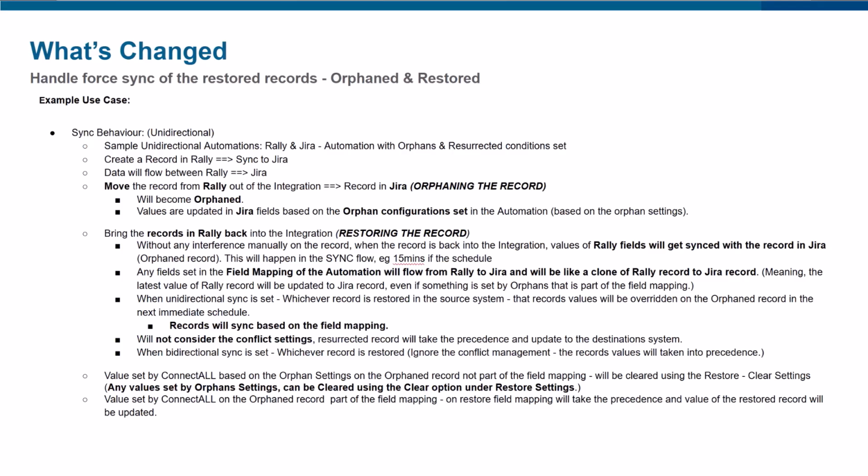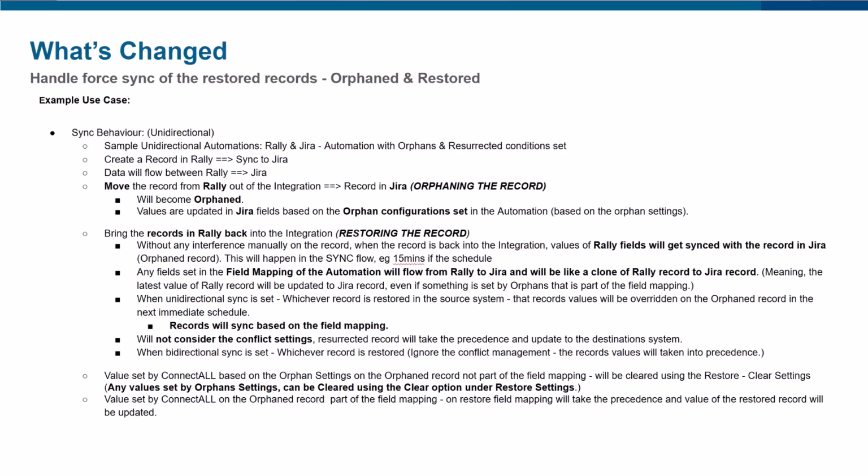Now say that you're bringing the record back into Rally. Which means you're restoring the record. You don't need to do any manual interventions there. Whenever the record enters or restores into Rally, that particular record will actually start synchronizing in the next sync flow. So this is what we have done. We will not be considering any conflicts. It'll override the conflicts and it'll start setting or copying the value into the destination.